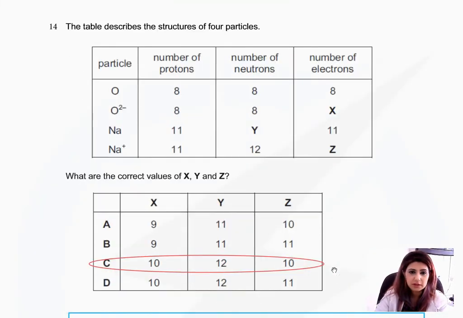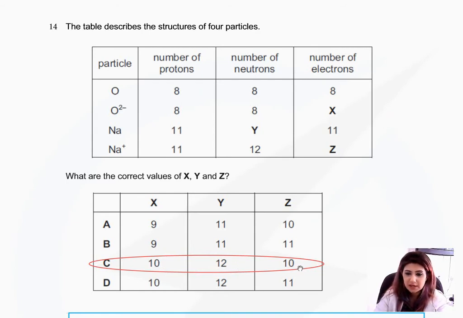14. Correct value of X, Y, and Z. Okay, let's try X. Electrons. We have 8 protons, so electrons should have been 8. But then it is O2 minus. Oxygen is being negative by taking 2. So taking 2 extra, so 8 plus 2 is 10. So then X will be 10, so between C and D. Now we don't need to look at Y because both are 12 and 12. Otherwise we lose time. Remember, multiple choice is 1 minute on average.